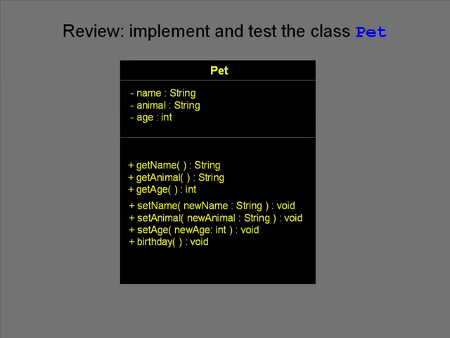And then we're also going to have a birthday method, and the purpose of the birthday method is if the pet has had a birthday, it'll just make the pet 1 year older. So let's switch over to jEdit and implement this basic pet class to begin with.